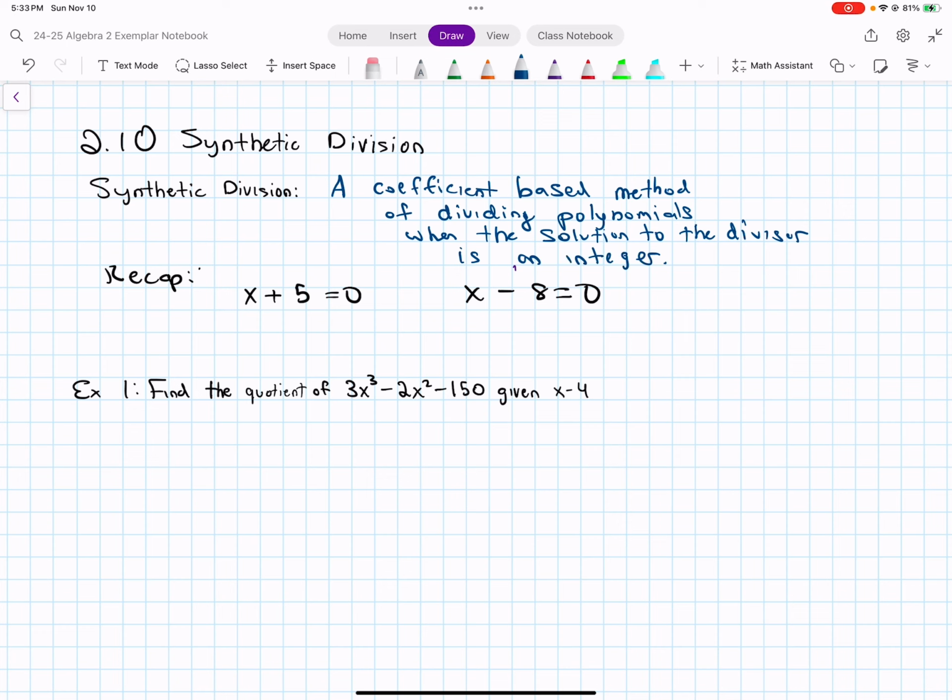And so what that means is, let's recap on when we have something like x plus 5 equals 0. The solution is when we simplify both sides, x equals -5, or in this case when we add 8 to both sides, x equals +8. -5 and +8 are both integers of those equations, so it's the solutions. And therefore the best way to go is synthetic division.